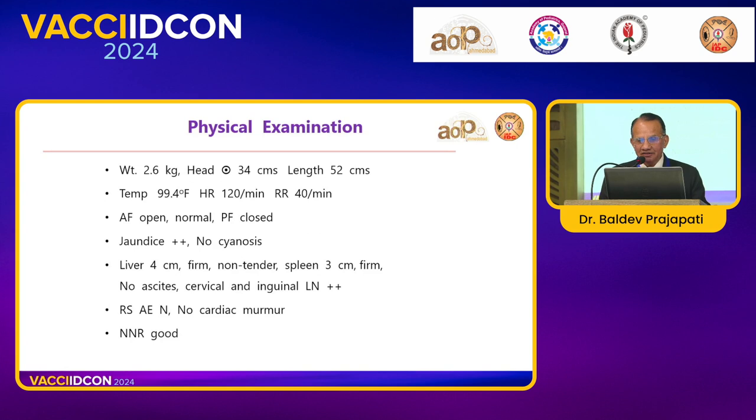Mildly febrile, vitals within normal limits, AF normal, PF was closed. Jaundice was significant, no cyanosis. Liver was 4 cm, firm, non-tender, spleen was 3 cm and firm. No free fluid in the peritoneal cavity, cervical and inguinal lymph nodes were palpable. Respiratory system, no findings, there was no cardiac murmur. Neurologically, the child was having good activity.